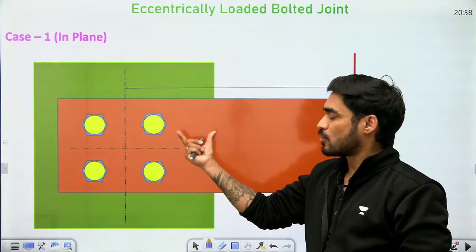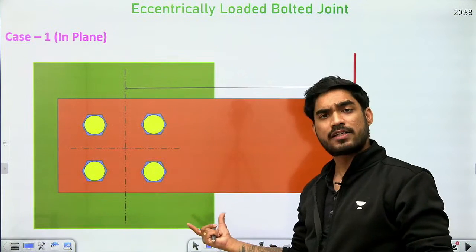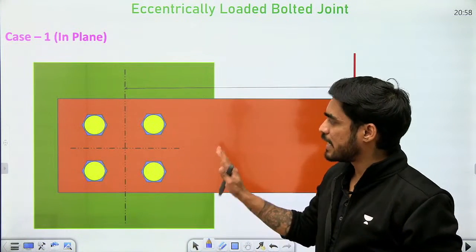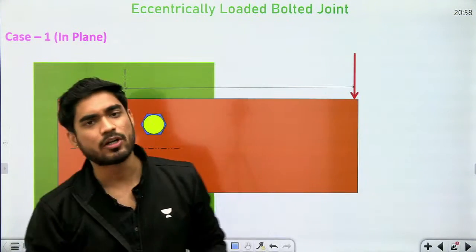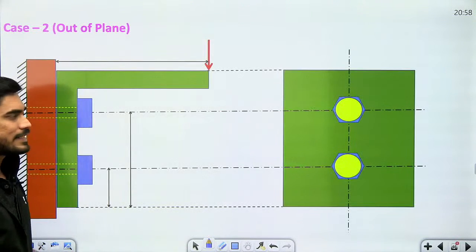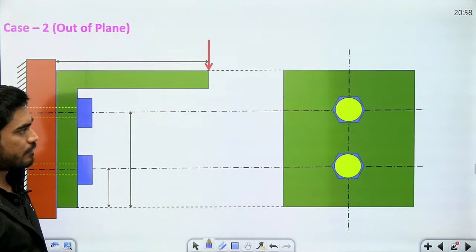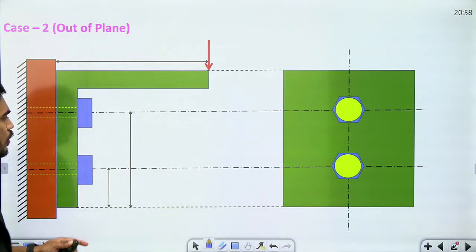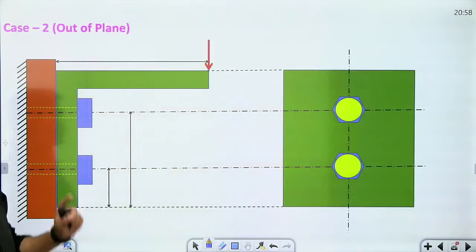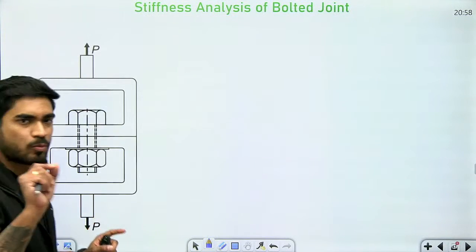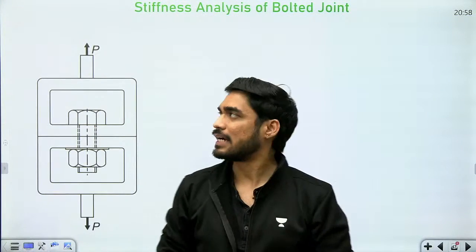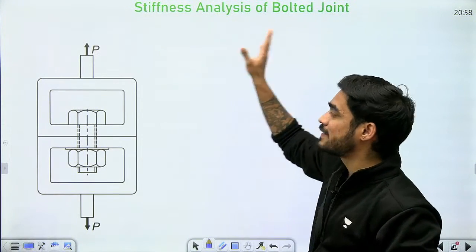Instead of rivets now we have bolts. That is the only difference. Everything else is similar. So beta, I will not teach the 2 cases again. But beta, there is one more topic which is very important, and that is stiffness analysis of bolted joint.